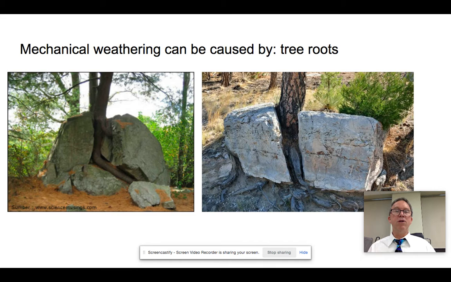So let's just look at some different examples of mechanical weathering. One way in which rocks get broken up is the actions of plants. Plant roots tend to expand over time. They tend to find their way down, following the moisture and cracks in the rock. And then as they expand, they tend to break them.